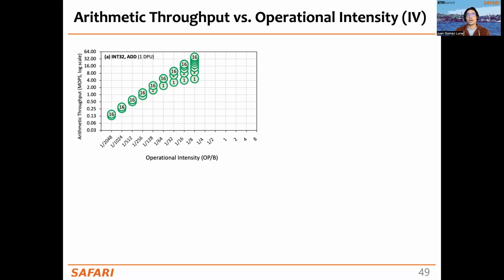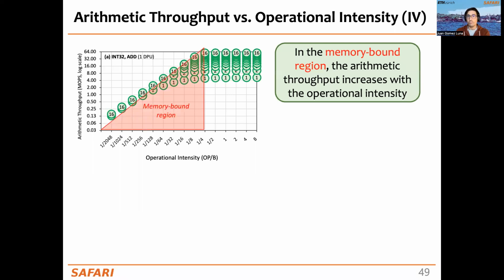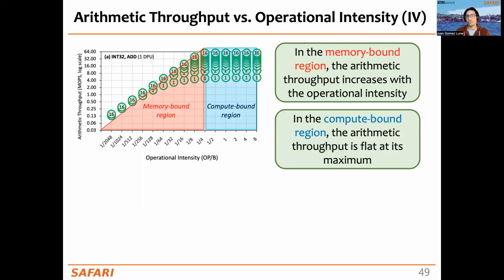And that's going to be the case until we reach this point, 1/4, so 1 operation per 32-bit element, which is 4 bytes, where we see that the arithmetic throughput starts saturating at 11 tasklets, and then it remains flat for any number of tasklets. In our experiments, we use up to 16 tasklets, as you can see. And this is the same for higher operational intensity. So we can clearly identify in this plot a memory-bound region and a compute-bound region, where arithmetic throughput is flat at its maximum.